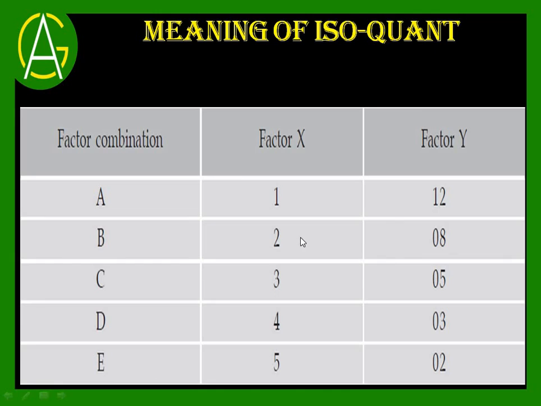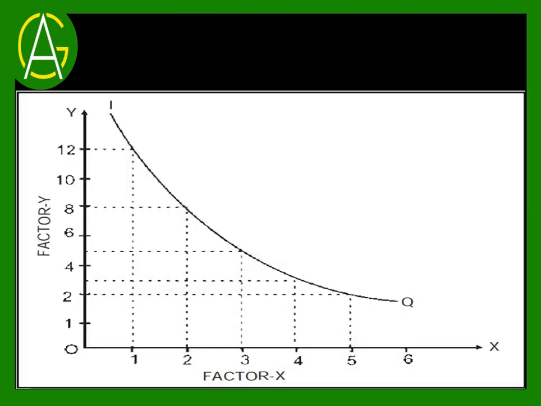Same way again, factor x has increased by 1 unit, but factor y has decreased by 3 units. So it is also not going to have any effect on the production, and production will remain the same. Whatever combination we use, the production remains equal, and that is why this is known as equal production curve.